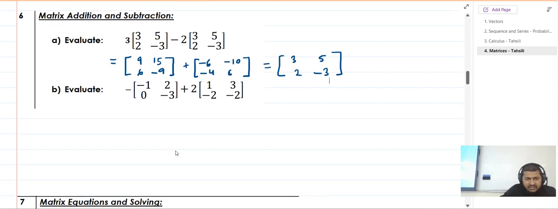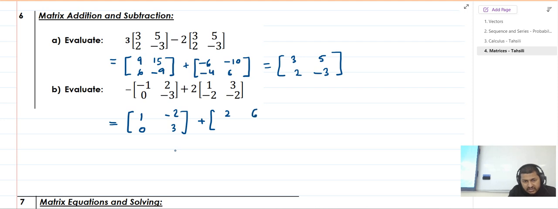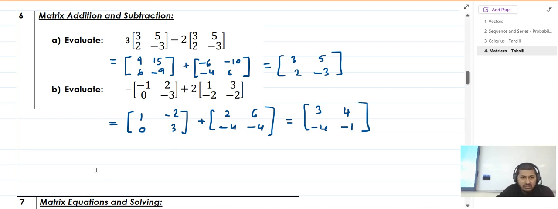Next one, we want to evaluate the second one. Let's put the negative inside. So in other words, it's negative 1 outside. Negative and negative makes positive, so that's 1. That's negative 2. This is 0. Negative 0 is 0. Negative negative 3 is 3. Plus, what's 2 times 1? 2. 2 times 3 is 6, 2 times negative 2 is negative 4, 2 times negative 2 is negative 4 again. Now add it all up. 1 plus 2 is 3, negative 2 plus 6 is 4, 0 minus 4 is negative 4, 3 minus 4 is negative 1. So that's my answer for this problem, evaluating the matrices.